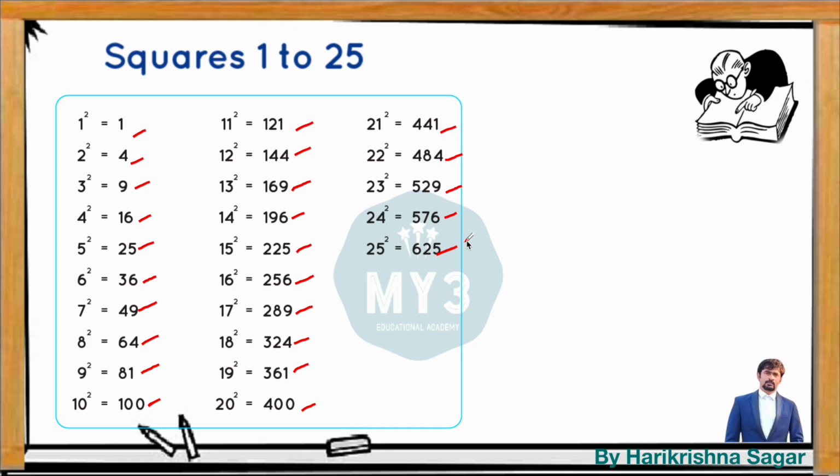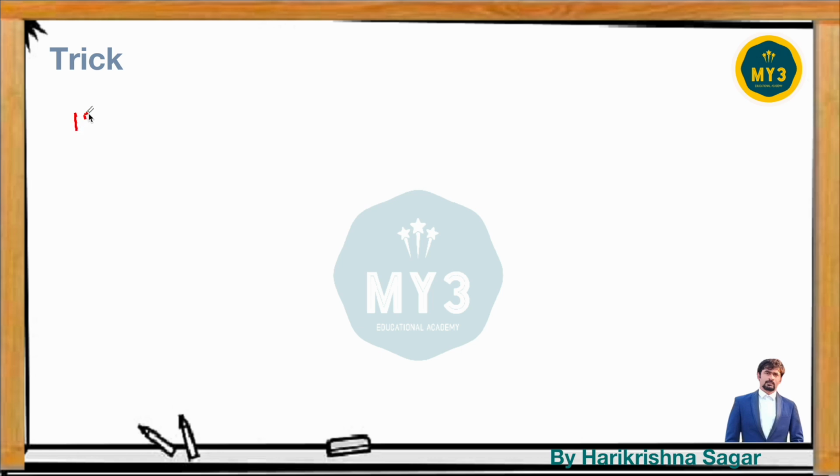And how to find out the square number? For example, we are trying to find out 12 square value. So what is 12 square? 12 square means 12 into 12. Generally, we used to do the calculation like this. 12 into 2, which is equal to 24. 12 into 1 is 12 plus 2 is equal to 14. So we can say our answer is 144.